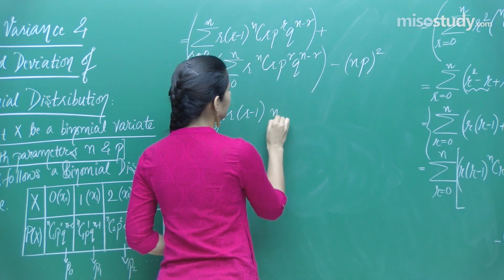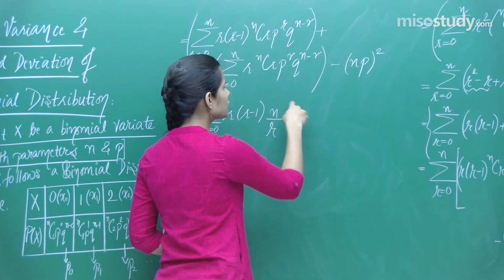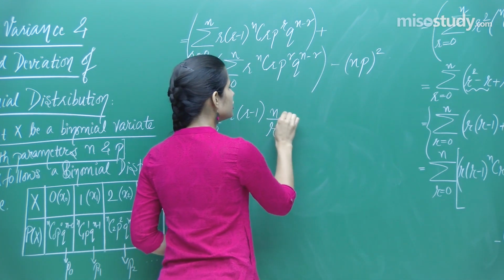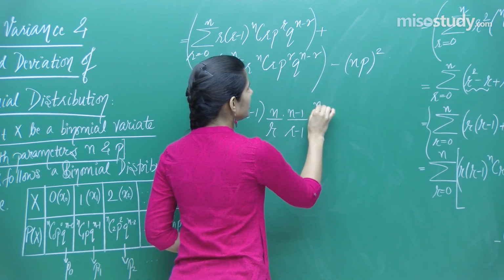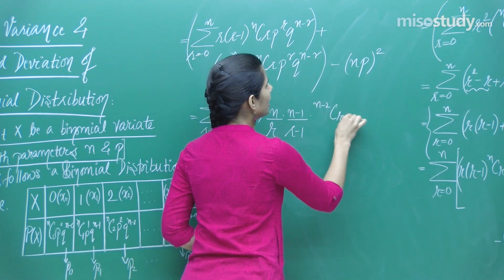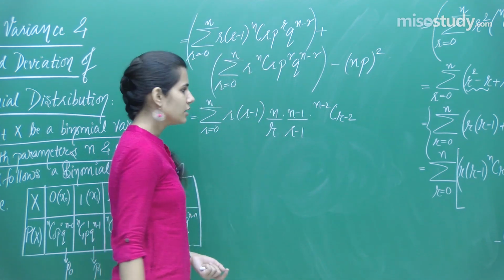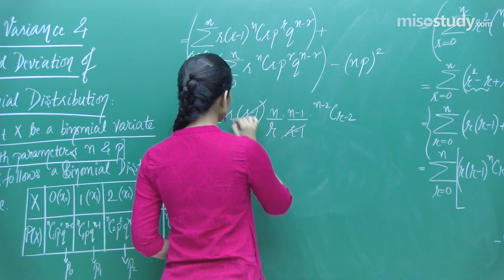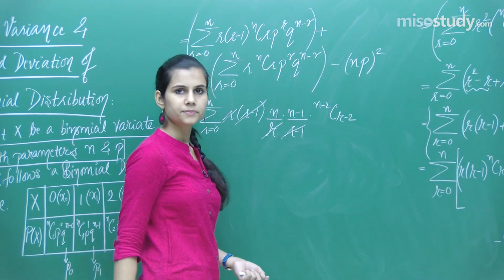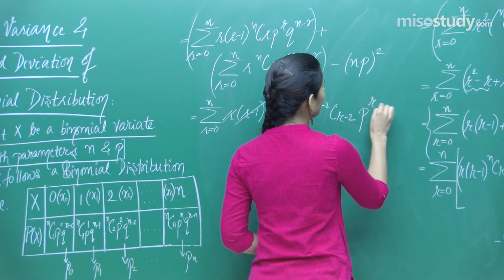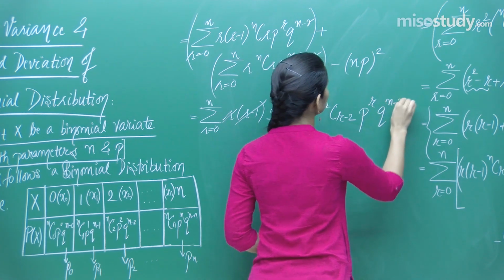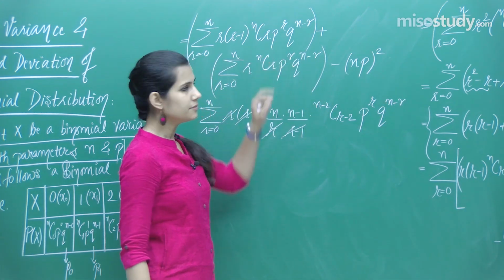nCr will be n by r, n minus 1 C r minus 1, which is further n minus 1 upon r minus 1, n minus 2 C r minus 2. So that I can cancel out r minus 1 and cancel out r. Now, this is p to the power r, q to the power n minus r over here, right?